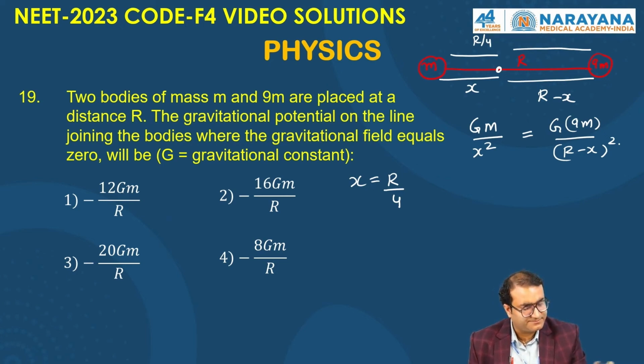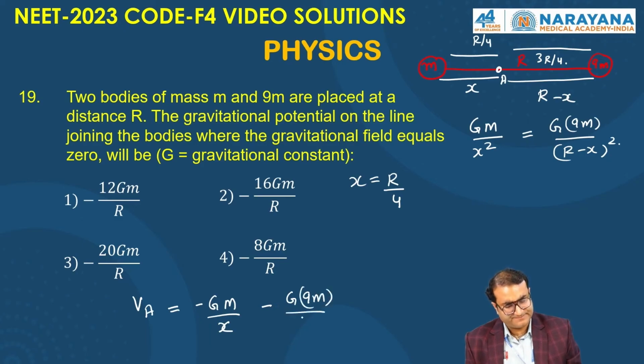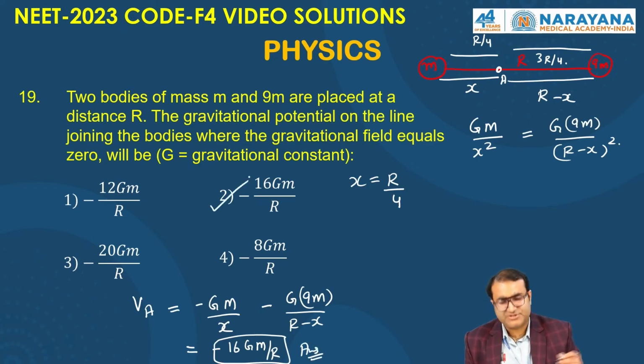Not visible, I think. No? Here it is 3r by 4. Mark this point as A. We can write potential at point A as minus GM by x minus G of 9m by r minus x. Put the value of x here as r by 4. So finally we will get minus 16 GM by capital R as the answer. Second option is correct here.